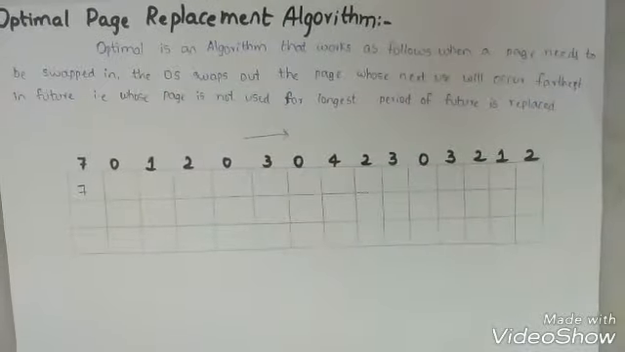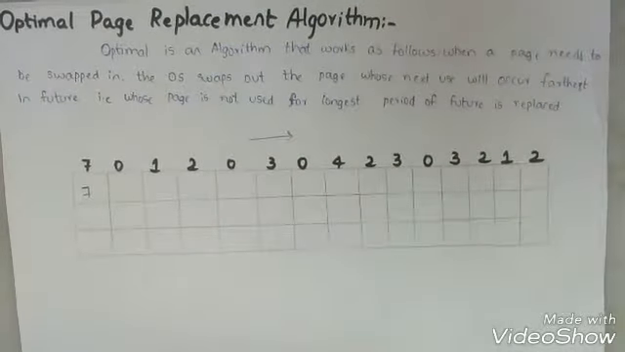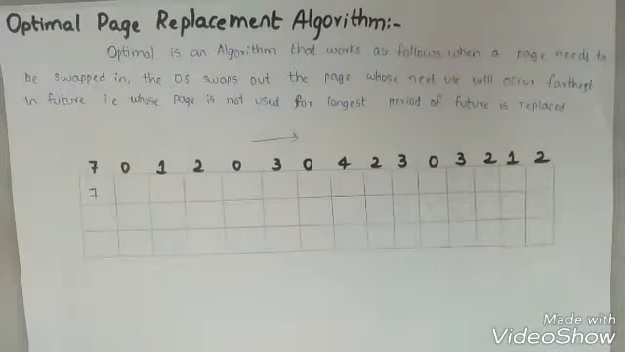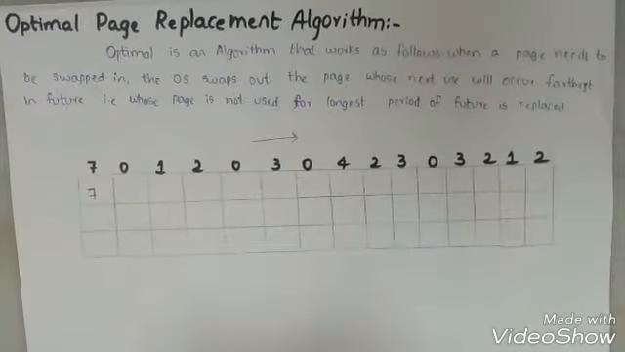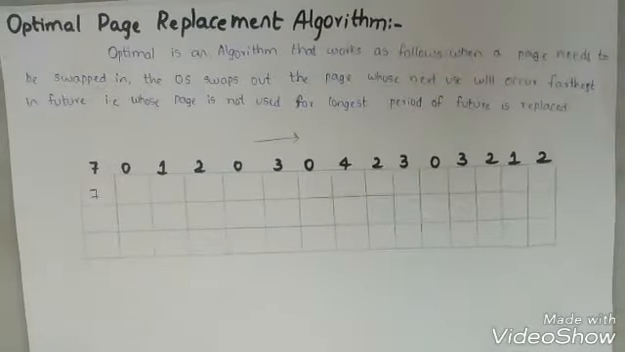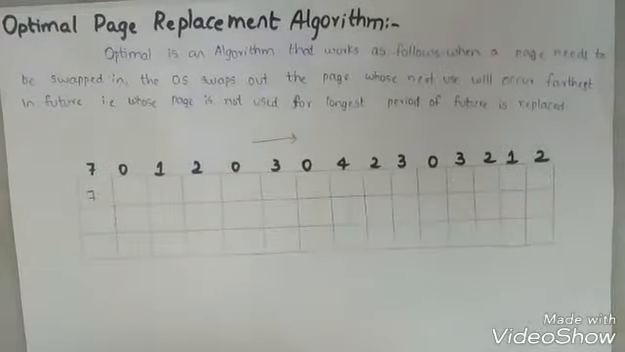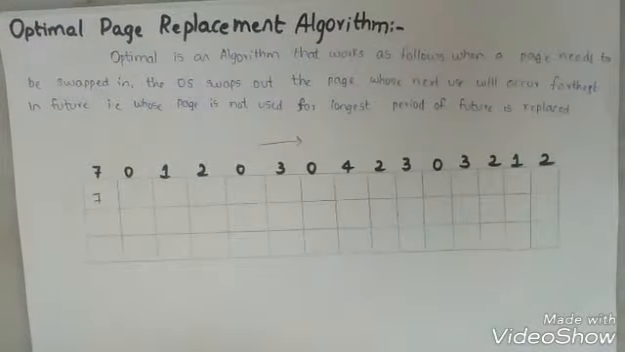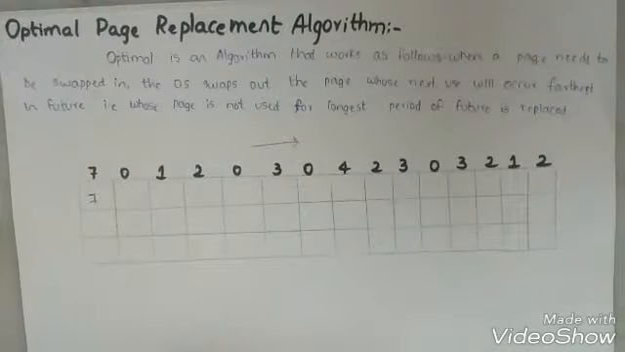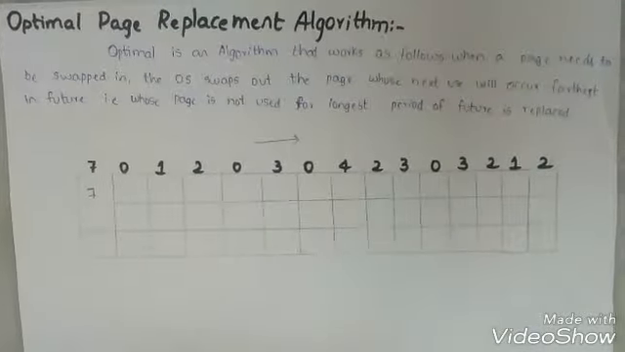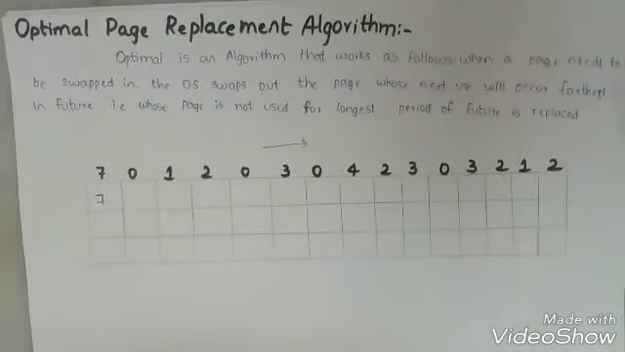Today I am going to tell you about page replacement algorithms. Page replacement algorithm is an algorithm through which the pages from the secondary memory are moved into the primary memory. There are four page replacement algorithms. They are FIFO, first in first out, LRU, which stands for least recently used, LFU, which stands for least frequently used, and optimal page replacement algorithm.